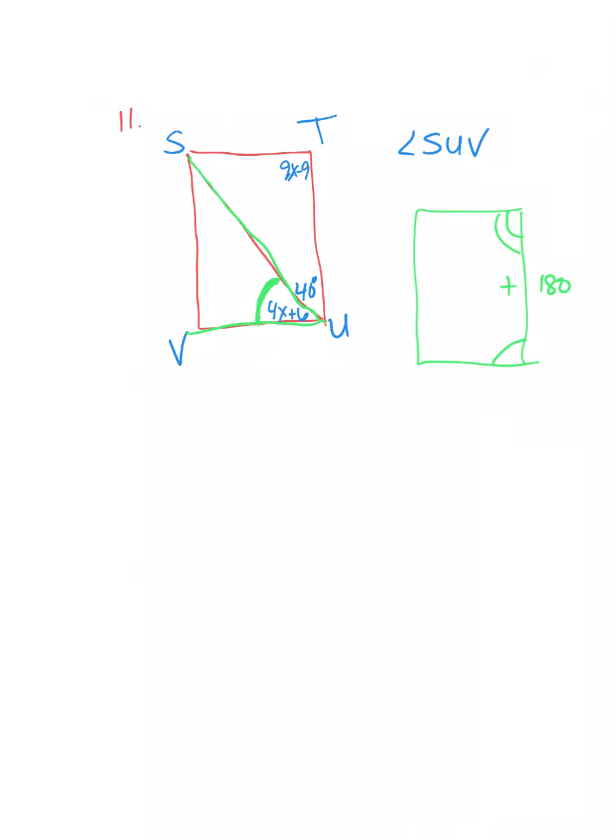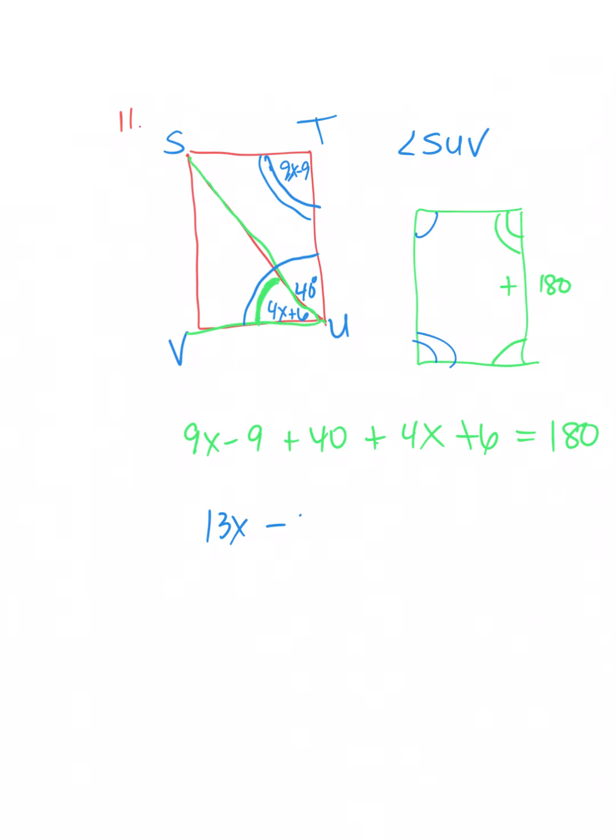But this one is split in two. So in order to get the right answer, you have to say 9x minus 9 plus 40 plus 4x plus 6 equals 180. Now we're just going to clean this up. So it's 13x, and then 46 minus 9 is 37, plus 37 equals 180.